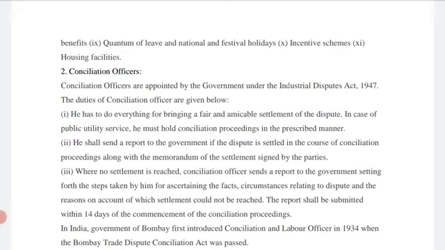In case of a public utility service, he must hold conciliation proceedings in the prescribed manner. The prescribed manner, the procedure which he is given, is supposed to be followed. He shall send a report to the government if the dispute is settled in the course of conciliation proceedings, along with the memorandum of the settlement signed by the parties.